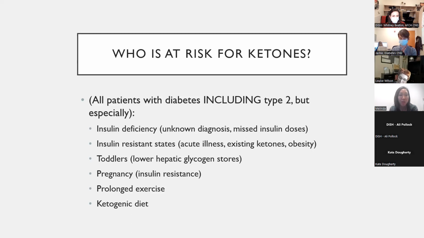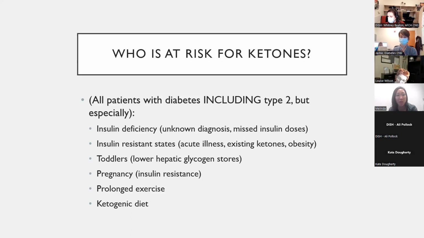You also want to have a lower threshold of suspicion for toddlers. Younger patients have lower hepatic glycogen stores, so they're more likely to be in a situation where their body feels like it's low on glucose and needs to make ketones. Pregnancy, as my attendings always constantly reminded me, pregnancy is an adolescent health problem, and it can happen in adolescence too. And so if you have an adolescent who's pregnant, they can be more insulin resistant and they can develop ketones more easily.